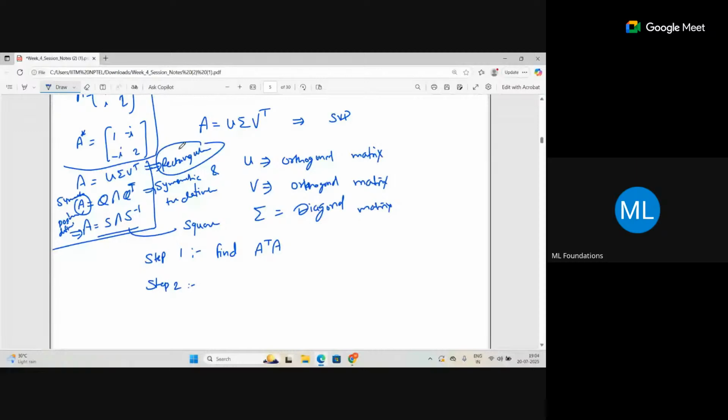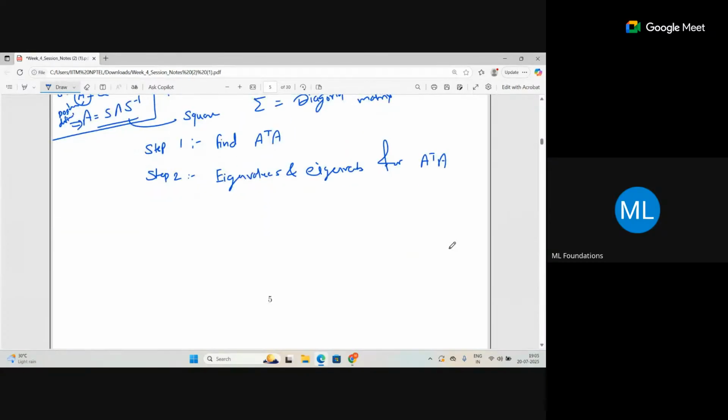Okay, so step one is to find A transpose A. Step two is to find the eigenvalues and the eigenvectors corresponding to these eigenvalues for A transpose A. Is that okay? And then step three is, you can use the Gram-Schmidt method to find out the rest.